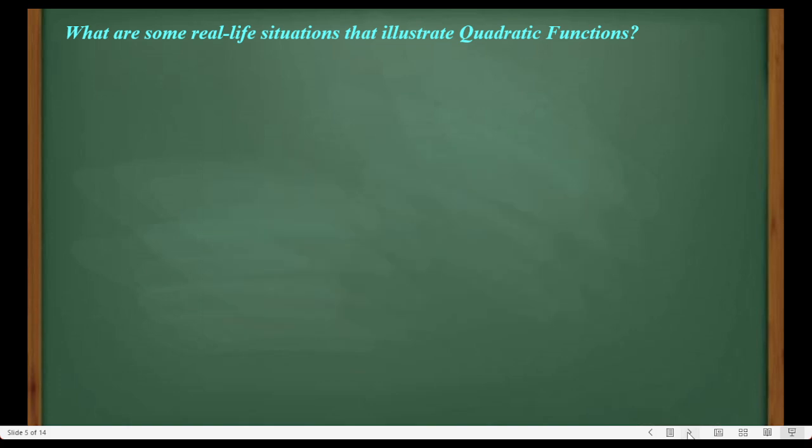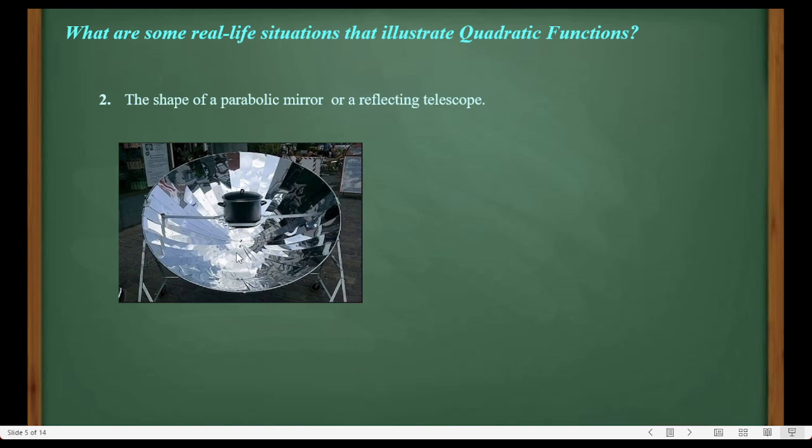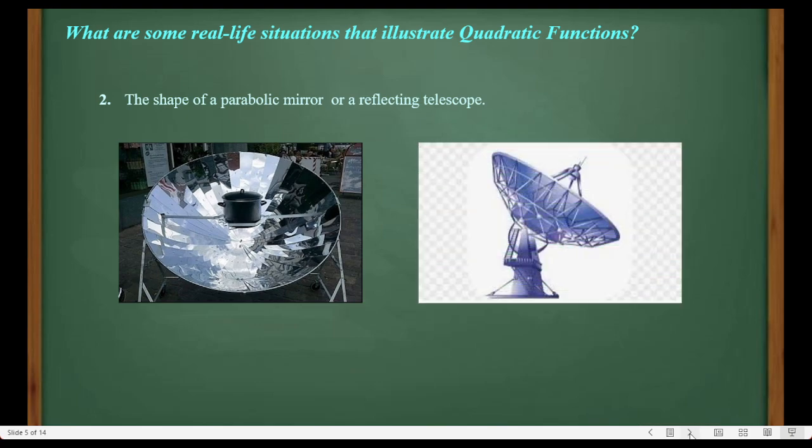What else? Number 2, the shape of a parabolic mirror or a reflecting telescope. The shape of the parabolic mirror, this one. The umbrella-like shape is parabolic. And the reflecting telescope, this one.